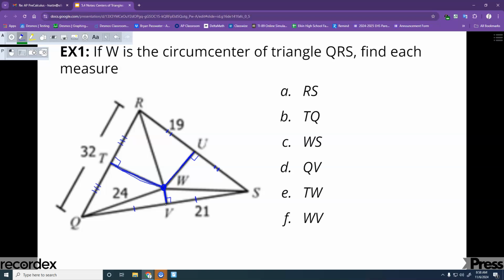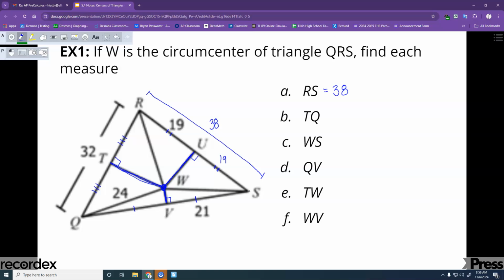Okay? So the first thing it asks us for is RS. So RS would be this entire length right here. How could we find it? Okay? So this number 19 is for RU. What's US? Also 19. So what have we got to do to find RS? Add those together, right? And so we just do 19 plus 19, which is going to give us 38 right here. So we get 38 for RS.